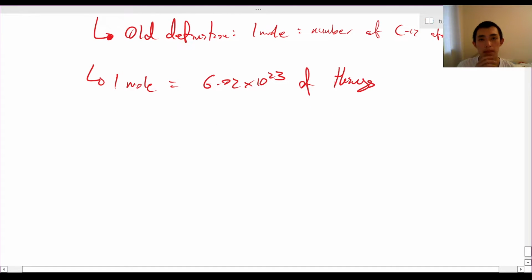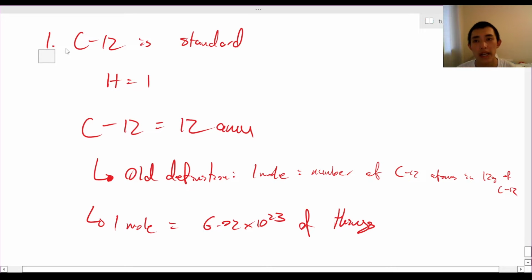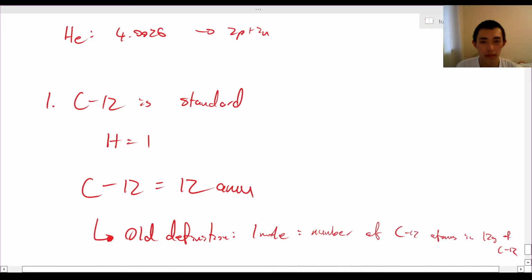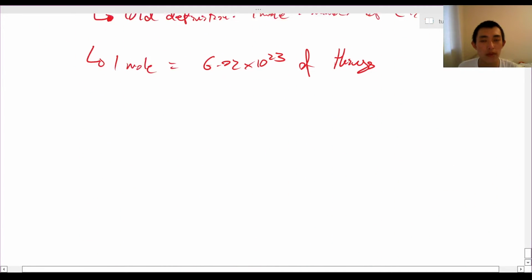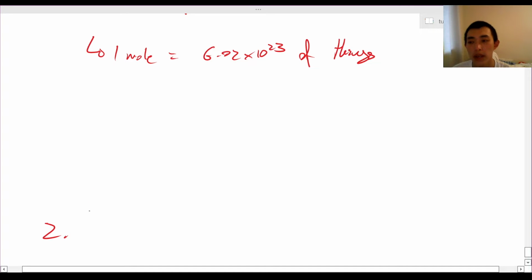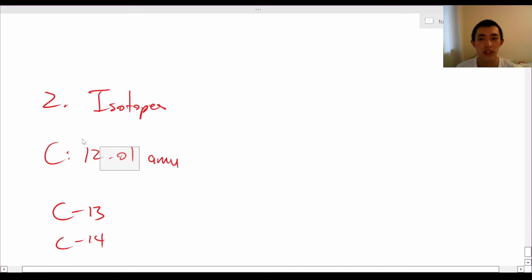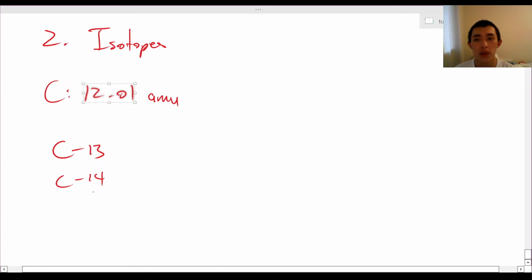So we'll come back to why carbon-12 being the standard results in things not being exactly 1. We'll have a look at the second reason first, which is the fact that there are isotopes. You'll notice that even carbon is 12.01 AMU. And you're like, what? How? It was defined as 12, right? And the problem is that there are also carbon-13 and carbon-14 isotopes. So the way that they determine this number is that it is the weighted average.